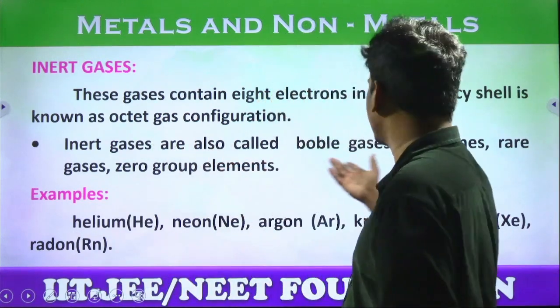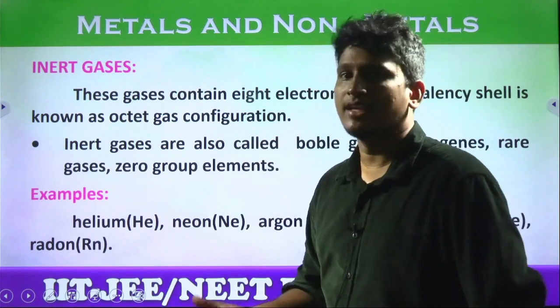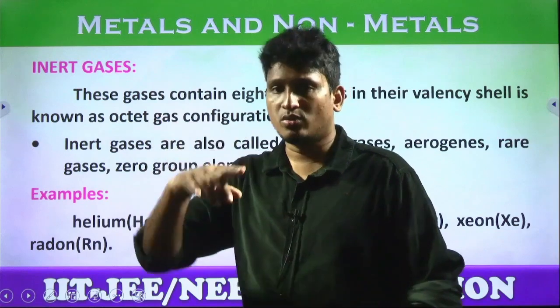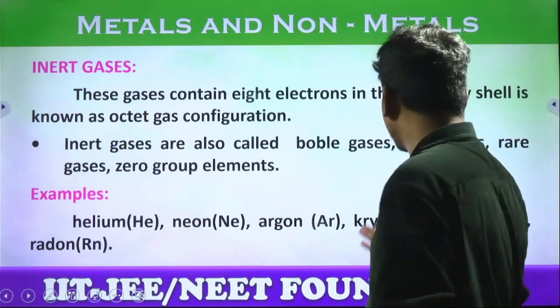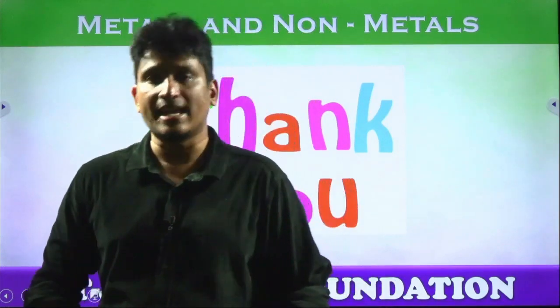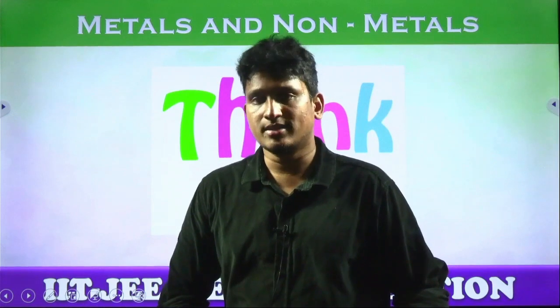So that's it. These are the elements. They are also called aerogens because they all form air. They are also called zero group elements. Why? Because their valency is 0. Examples: helium, neon, argon, krypton, xenon and radon. That's it. These are the classifications of elements into metals, non-metals, metalloids and noble gases.